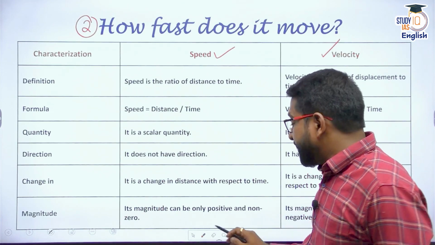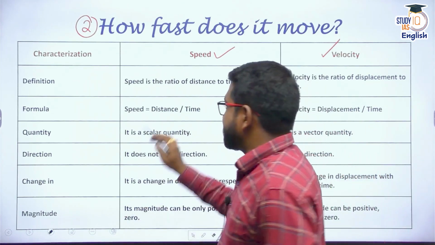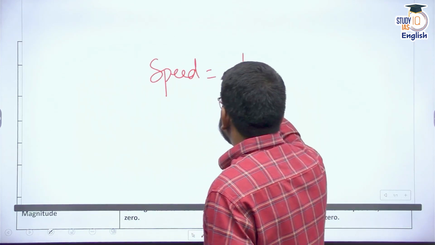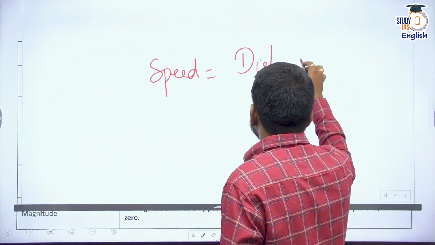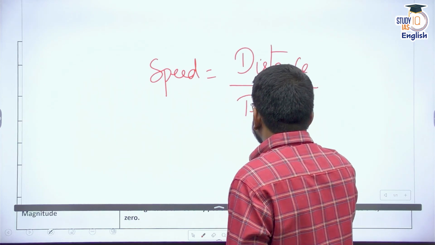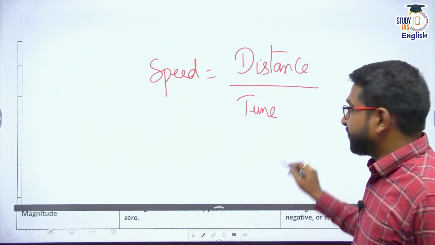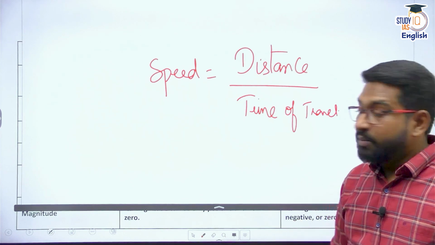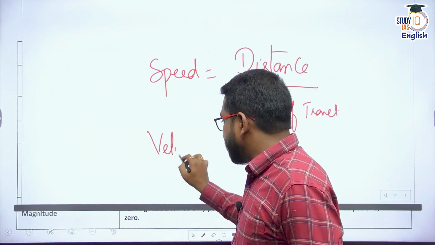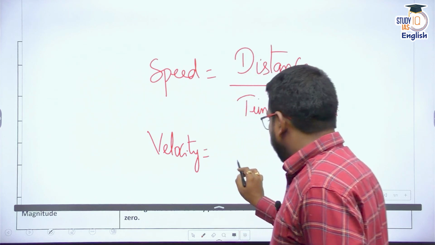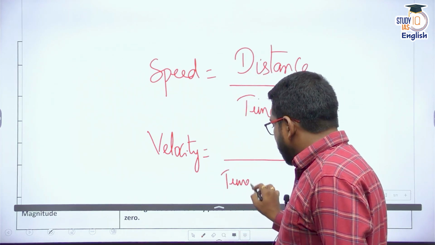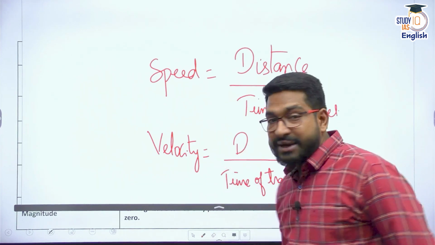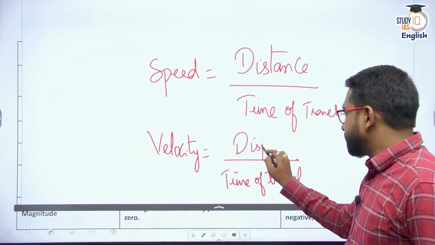Now, speed is basically the calculation of your distance. Speed is basically the distance that you cover, how much distance you have covered, divided by how much time you have taken for traveling, the time of travel. This will give you the quantity speed. But when you talk about the idea of velocity, velocity is a vector quantity. For velocity, the time of travel, that means the denominator, is going to remain the same, but the numerator is going to change from distance to displacement.